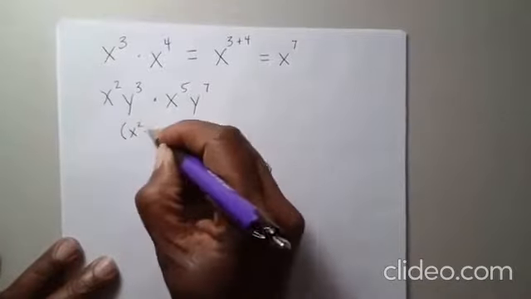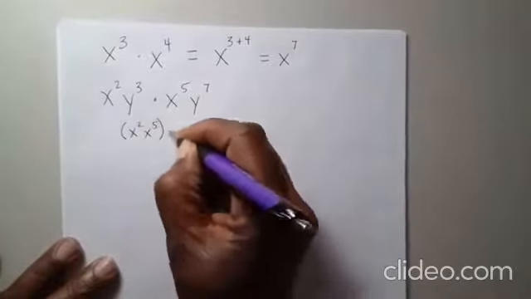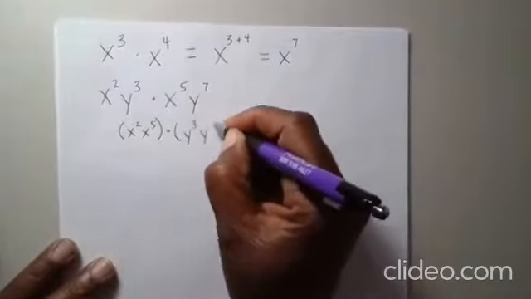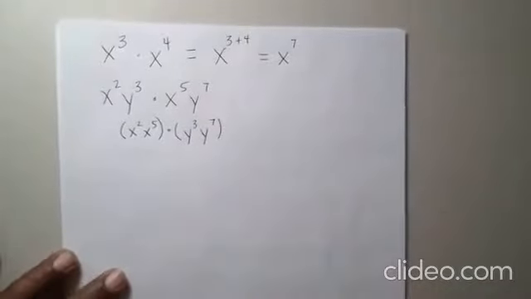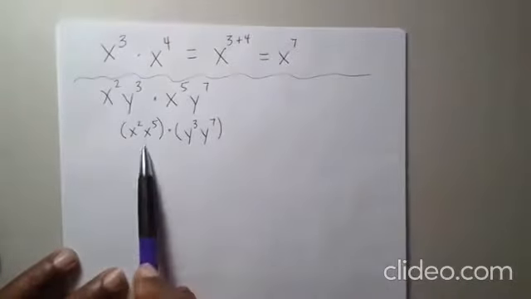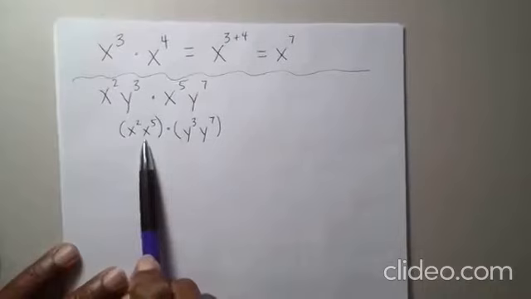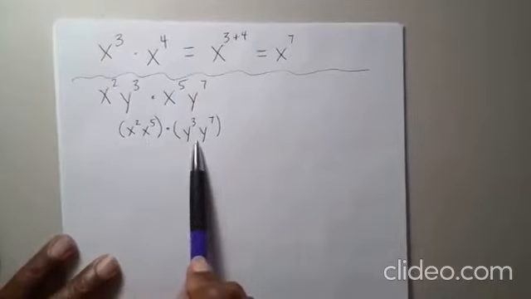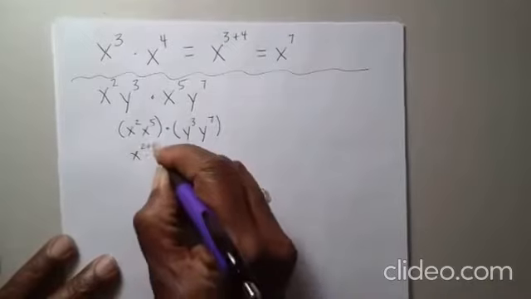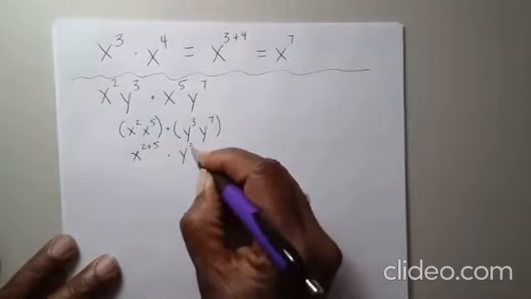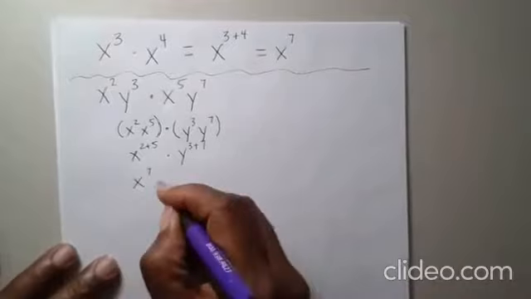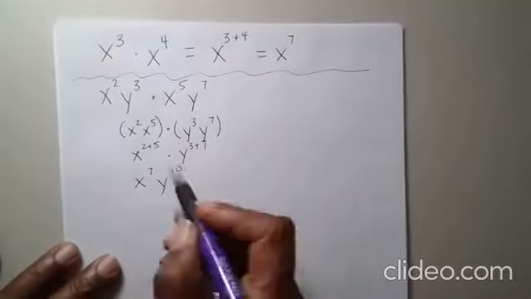Let's put x squared and x to the 5th. Let's put those together. And let's put the y's together. Y cubed and y to the 7th. Putting these together so that way we can see the same base here. These both have the same base of x. These both have the same base of y. Now we can apply our rule. This is going to be x to the 2 plus 5 times y to the 3 plus 7. Our answer is x to the 7th, y to the 10th.